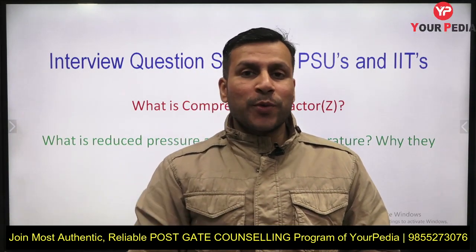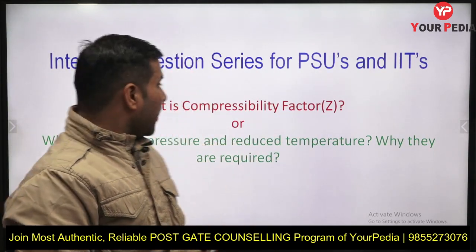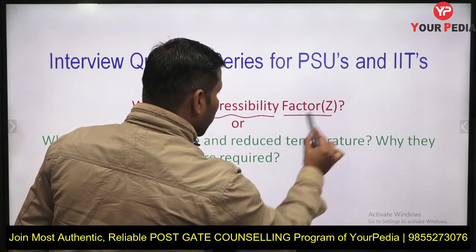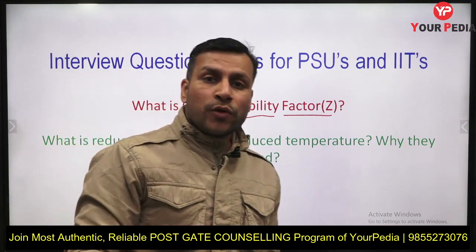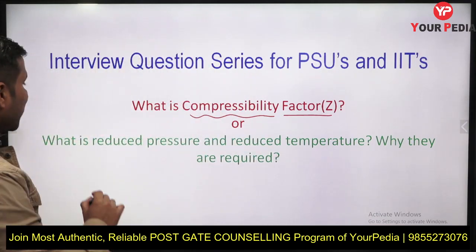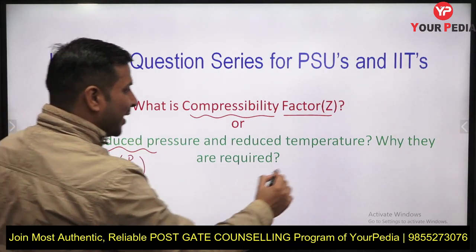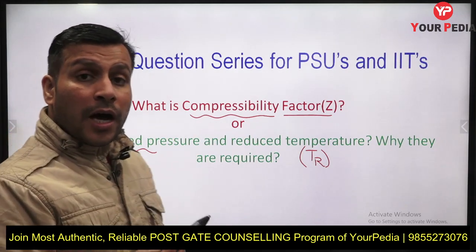So guys, as you know, we are covering important interview questions through this interview question series for PSUs and IITs. And in today's session, we are going to discuss what is compressibility factor, which is generally represented by Z. What is the use of the compressibility factor? What is reduced pressure, PR, what is reduced temperature, TR, and why are they required? What is the use of those reduced pressure and reduced temperature? Okay, so the interviewer can ask you these types of things.